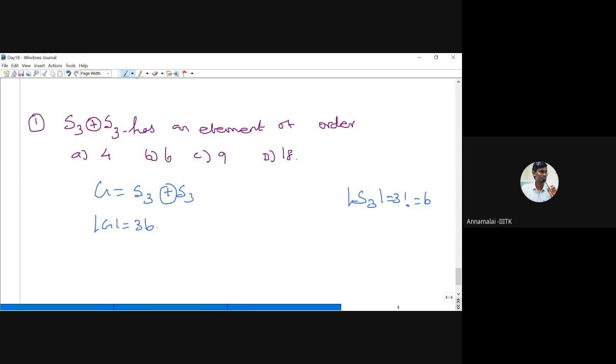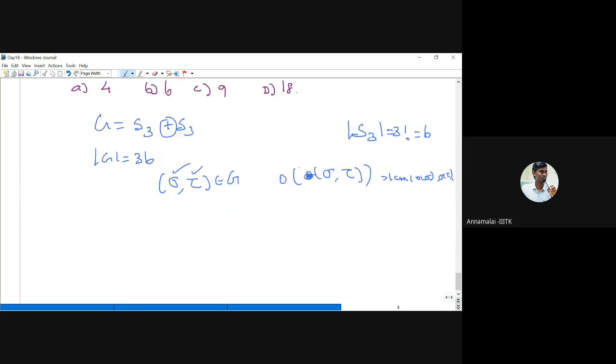Now, how should the elements look in G? They should be ordered pairs. If you take any element in G, it is of the form sigma comma tau, where sigma is one permutation and tau is another permutation, all possible combinations. And we know how to find the order of any ordered pair: the order of sigma comma tau is nothing but the LCM of the order of sigma and the order of tau.